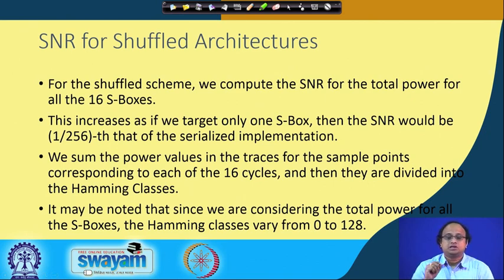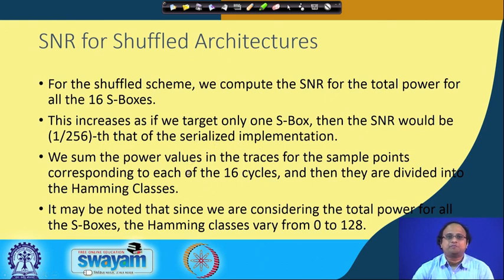Note that if you just apply the SNR in a similar way as you did for the serialized architecture, you will basically get a degradation of 1 by 256, because your average will be reduced by 1 by 16, and if you take a square of that, because in your numerator is a variance, it will be reduced by 1 by 256. Okay. So, as we have discussed, our attack strategy would be to sum up the power values for 16 clock cycles. So, for the shuffle scheme we compute the SNR for the total power for all the 16 S boxes. If we target only one S box, then the SNR would be 1 by 256 that of the serialized implementation. Okay.